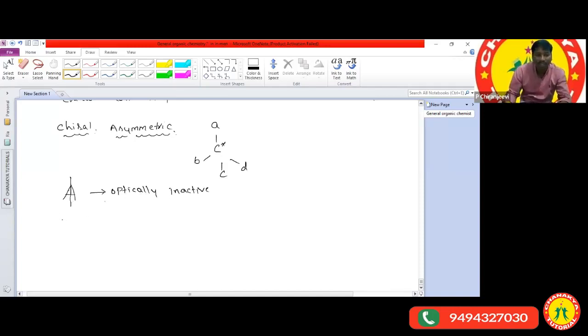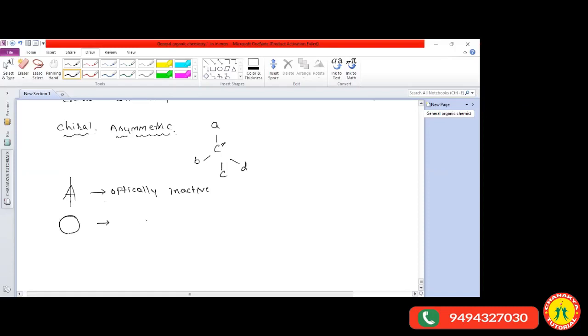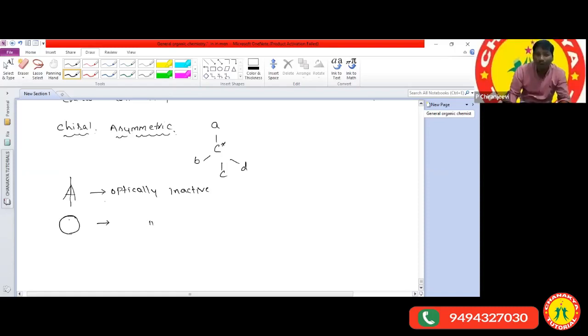And one more question I'm asking here. Capital O: is it optically active or optically inactive? Optically inactive, because if you cut in any direction, you will get two equal halves. If you get two equal halves, then it becomes optically inactive.